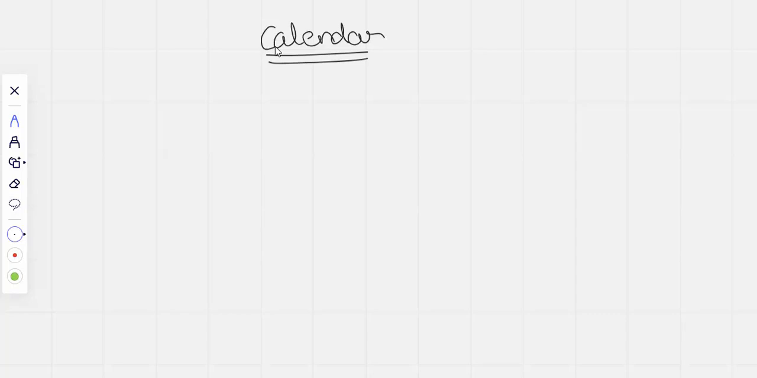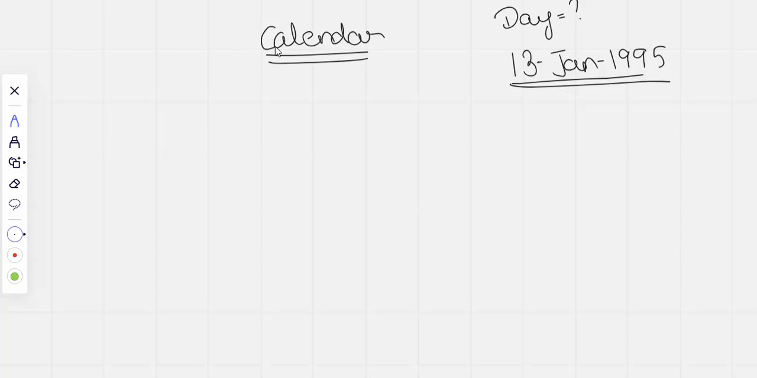So, what is the topic here? Using this concept, if you are given a date, you will be able to find the particular day on that date. Let's see how we'll be calculating it. Let's take an example: if we want to find what is the day on 13 Jan 1995. So before answering this question, I'll tell you what the concept is first.